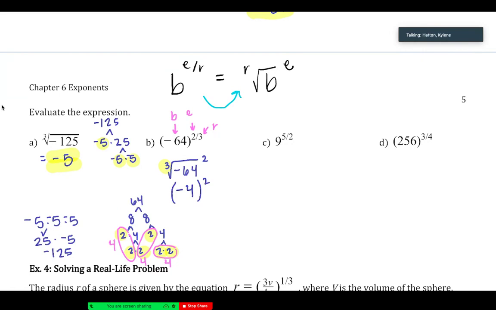And then the last thing that we need to do is go ahead and just raise that negative 4 to the second power. So negative 4 to the second power means negative 4 times negative 4, which will become positive 16. Since the negative was in parentheses, it gets squared along with the 4. So that negative times a negative cancels out and becomes positive.